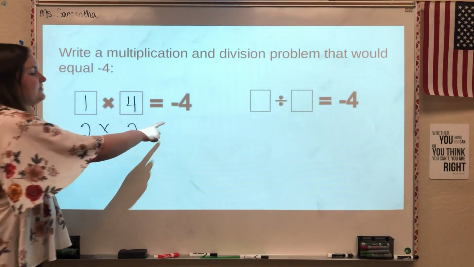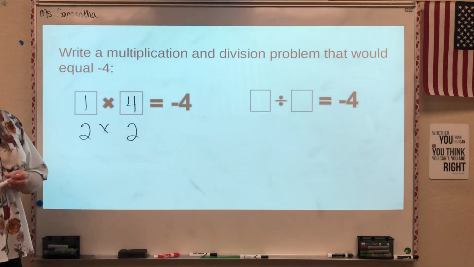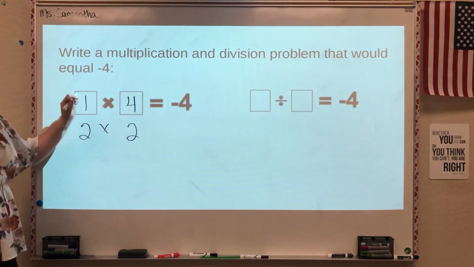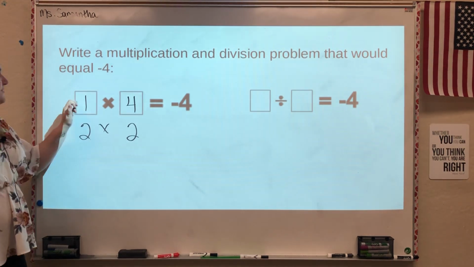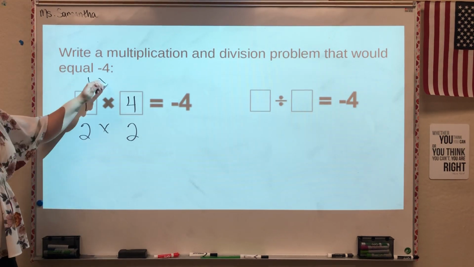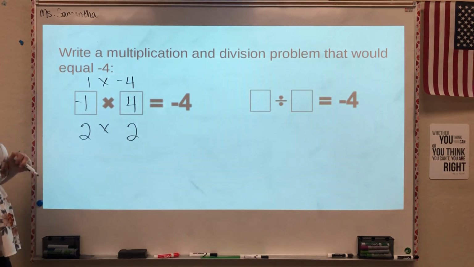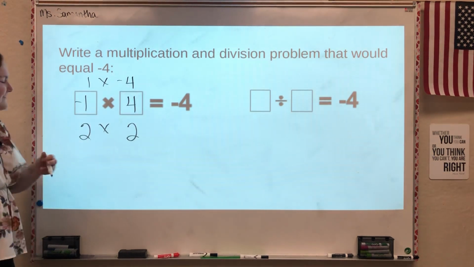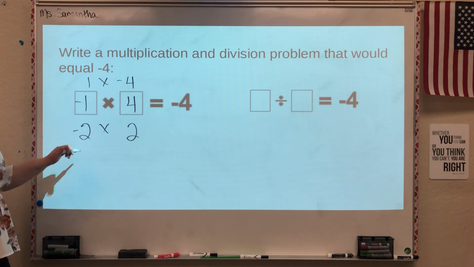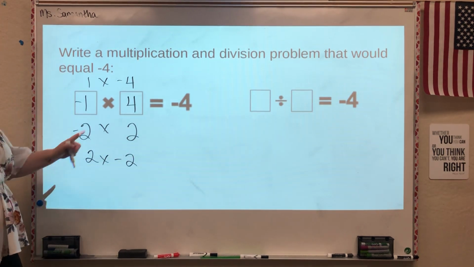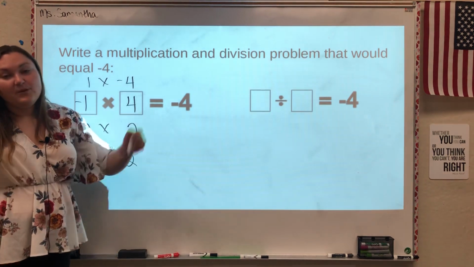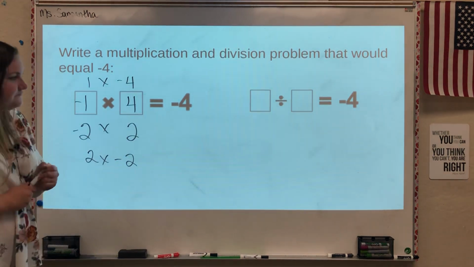Here, I want my answer to be negative. That means the signs need to be different. Doesn't matter which one you make negative, but we need one to be negative, one to be positive. So you could do something like this. You could also do something like that. Down here, it doesn't matter which one's negative. You could have the first two be negative. You could have the second two be negative. All four of these are going to give you -4, which is why I said there's so many options.